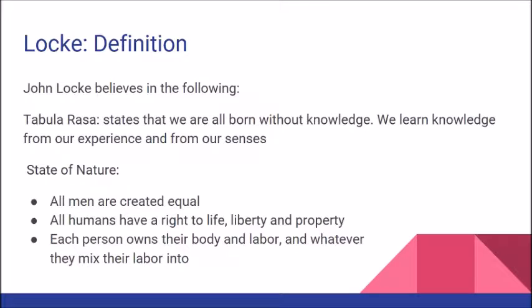So John Locke believes in the following principles. The tabula rasa states that we are all born without knowledge. We learn knowledge from our experiences and from our senses. He also believed in something called the state of nature. All men are created equal. All humans have a right to life, liberty, and property. And each person owns their body and labor, and whatever they mix their labor into.